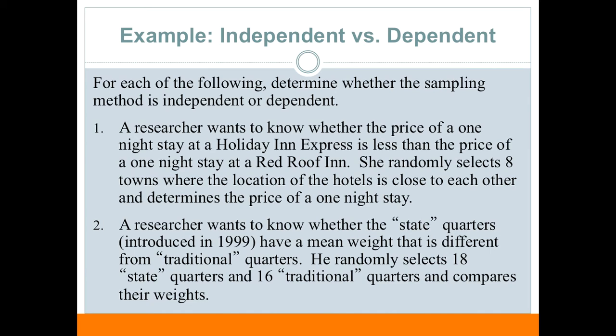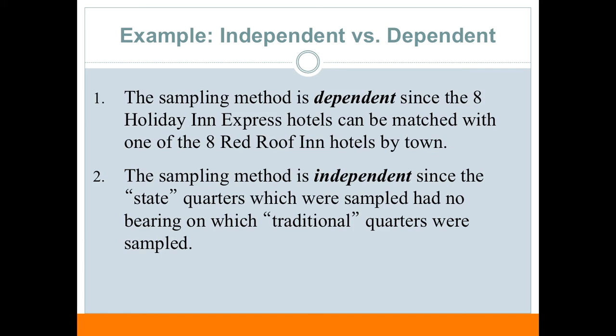For the first one, a researcher wants to know whether the price of a one-night stay at a Holiday Inn Express is less than the price of a one-night stay at a Red Roof Inn. She randomly selects 8 towns where the location of the hotels is close to each other and determines the price of a one-night stay. For this one, it's going to be dependent since the 8 Holiday Inn Express hotels can be matched with one of the 8 Red Roof Inn hotels by town.